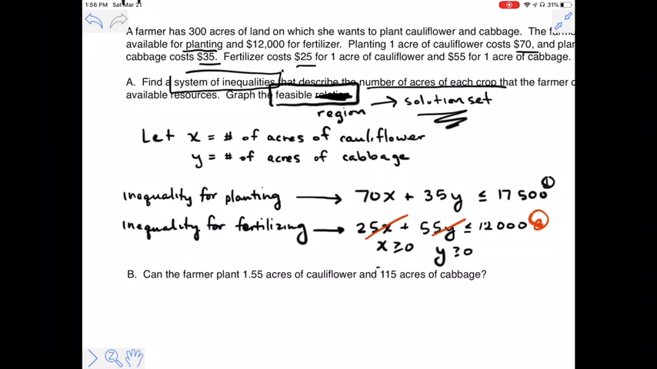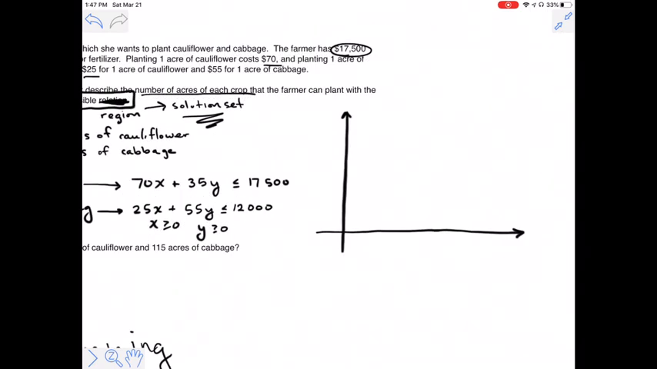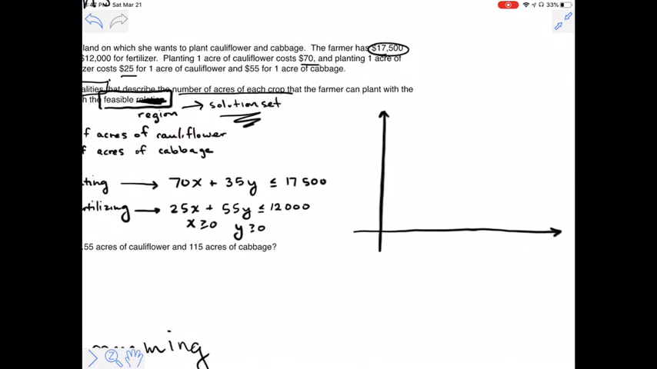And before we graph in the first quadrant, there's one more piece of information right here at the beginning, that there's only 300 available acres on which to plant. So the number of acres of cauliflower and cabbage together can't exceed 300 acres. So if I add the number of acres of cauliflower to the number of acres of cabbage, that's got to be less than or equal to the available number of acres, which is 300.